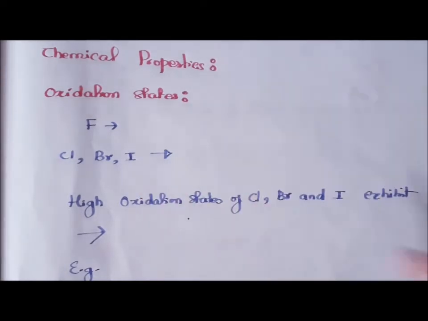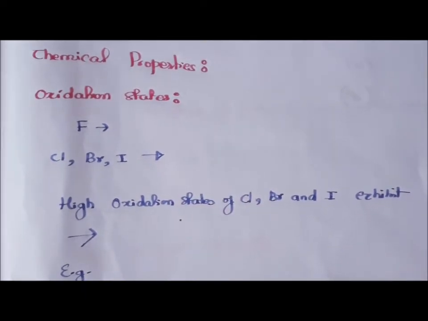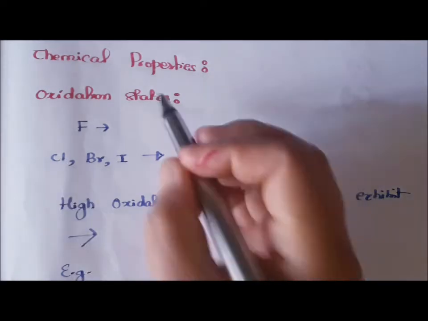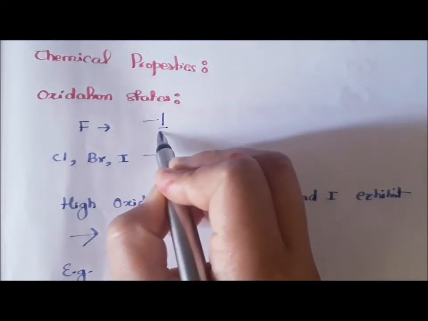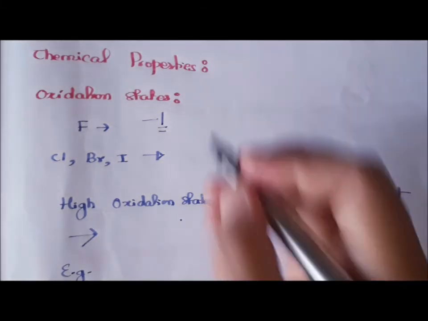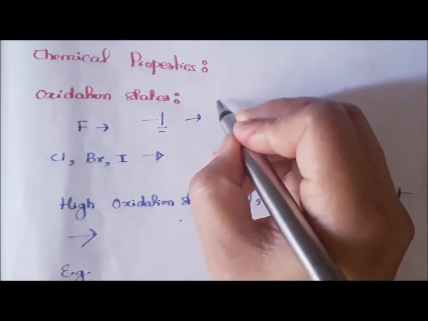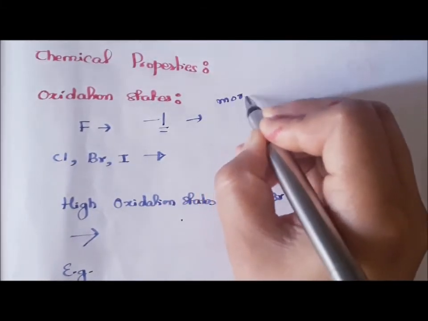Now we'll move to the chemical properties of group 17 elements. First, oxidation state. They exhibit various oxidation states like -1, +1, +3, +5, +7. But fluorine shows only the -1 oxidation state. Why? Very simple reason. It is the most electronegative one.